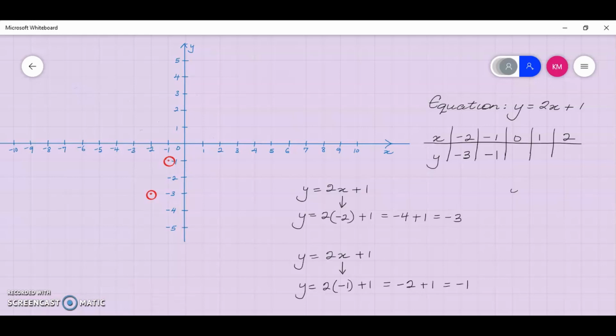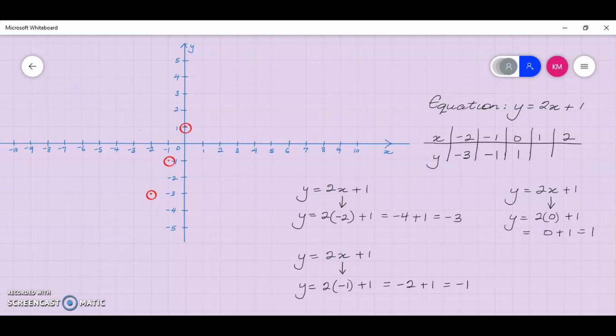Let's work out our third point. y equals 2x plus 1. That's my equation. So now we are considering when x is 0. So we are going to get y is equal to 2 multiplied by 0 plus 1. And we are going to get 0 plus 1, which is 1. So that's my third point. Let's plot that. 0, 1. 0, 1 is here.